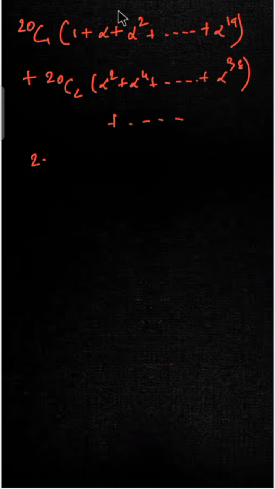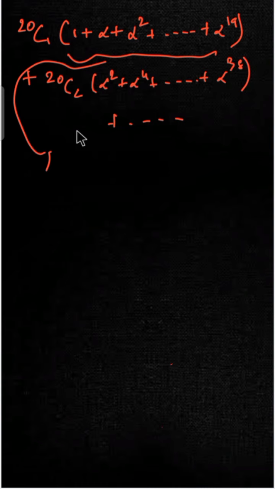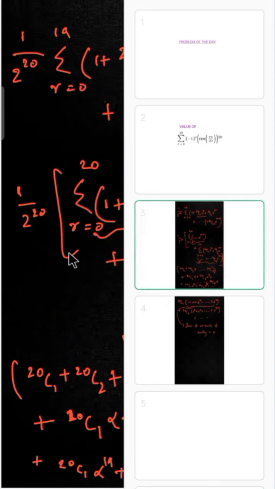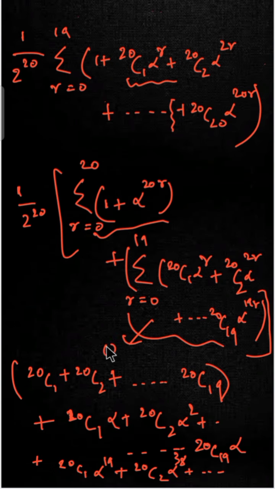Now a clarity check here: 1 plus alpha square plus so on alpha power 19, this whole bracket is nothing but the sum of 20 roots of unity, isn't it? These are the sum of 20 roots of unity. So this is nothing but 0. So 1 plus alpha plus so on plus alpha power 19 is 0. And here also you can take alpha square common, you get 1 plus alpha plus so on plus alpha power 19, and again this tends to 0. So the total bracket here is nothing but 0.